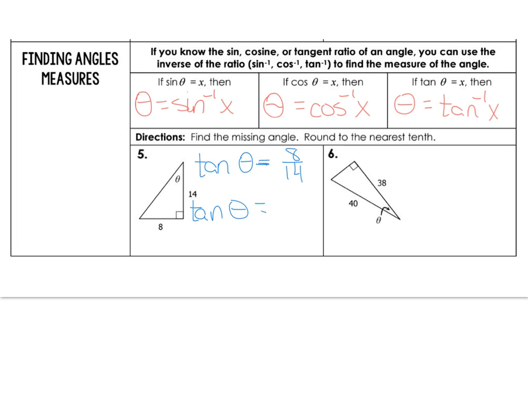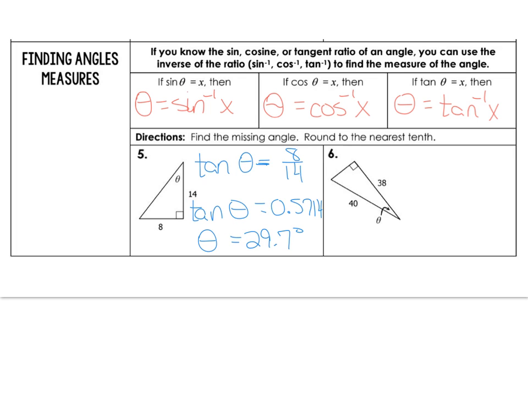And we get this decimal, 0.5714. Now I'm just going to leave that in my calculator as it is. I'm going to hit my second key, then my tangent key, and I get theta is approximately 29.7 degrees. Okay, so you use that.